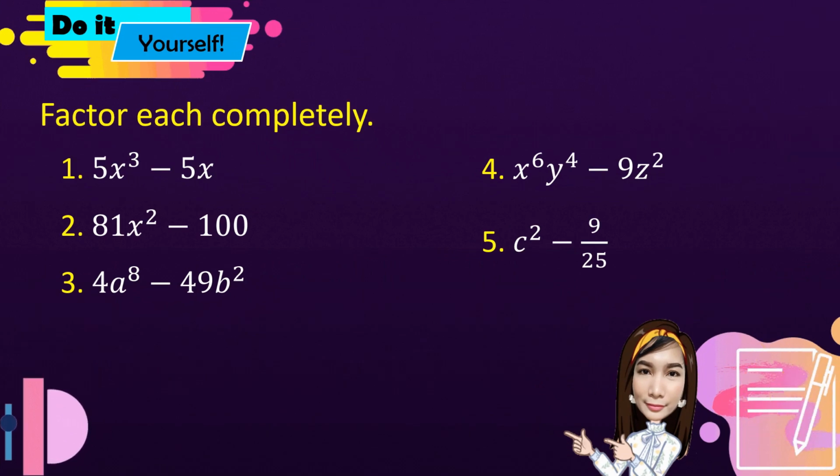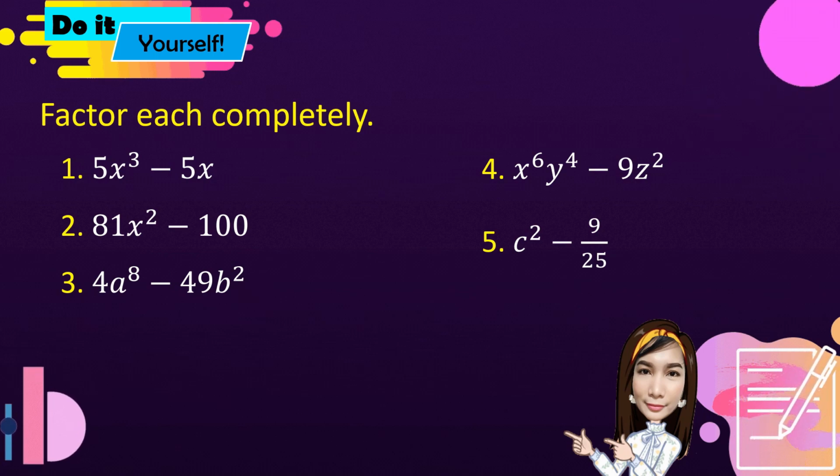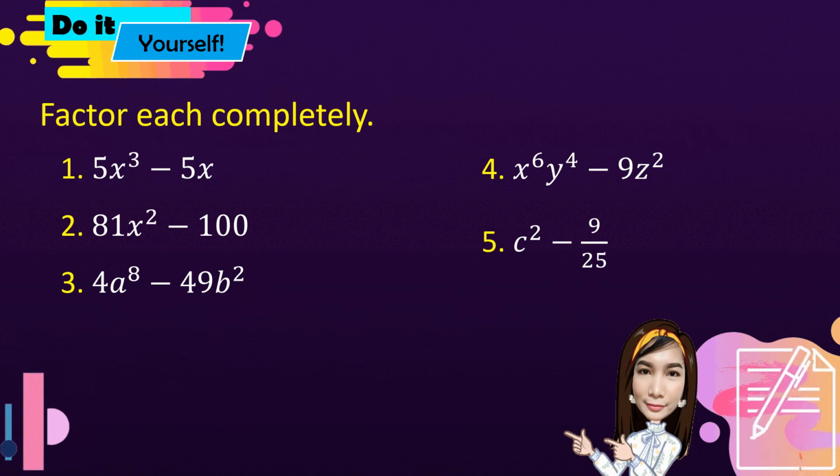Now it's your turn. Let's see if you learned something in this video. Do it yourself. Factor each completely. Number 1, 5x cubed minus 5x. Number 2, 81x squared minus 100. Number 3, 4a to the 8th minus 49b squared. Number 4, x to the 6th y to the 4th minus 9z squared. Number 5, c squared minus 9 over 25.